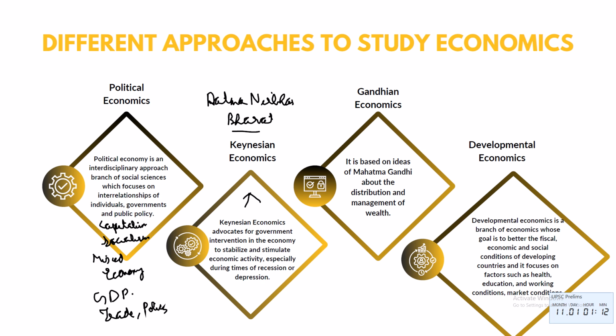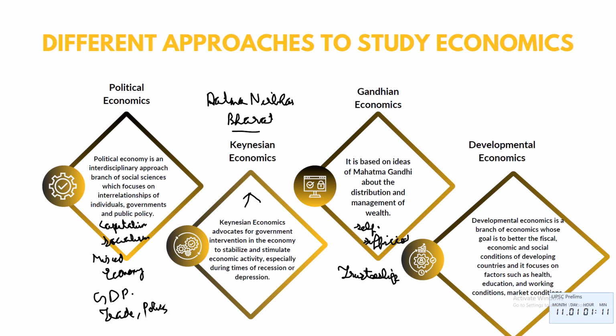Next, Gandhian economics. It's based on the ideas of Mahatma Gandhi about the distribution and management of wealth. According to Gandhi, he wanted to build a self-sufficient society where each community should be self-reliant. Trusteeship is a major principle in Gandhian economics, where he recommends keeping aside personal need or investment and helping the poorest of the poor. It is based on the faith that human nature is never beyond redemption.